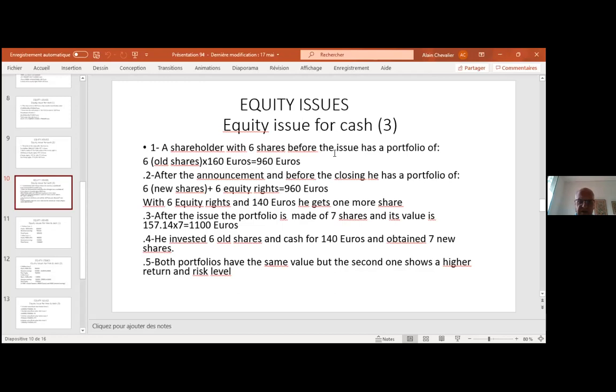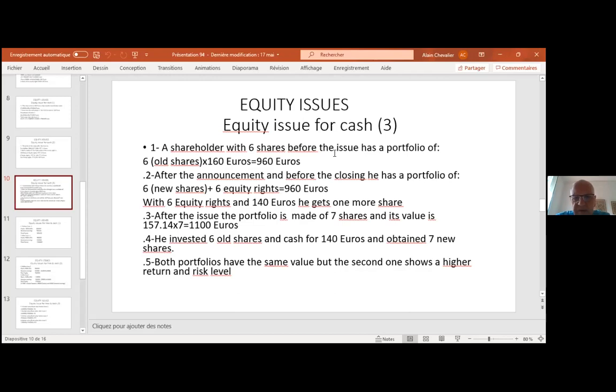So he has invested, in fact, in the process, 6 old shares, his portfolio before the announcement, and cash for 140 euros, and he gets 7 new shares. Well, now there's a small question, which is quite important for following elements in the exercise.